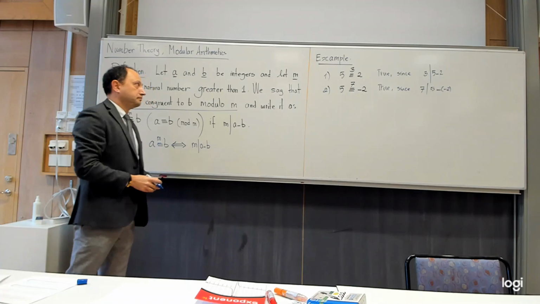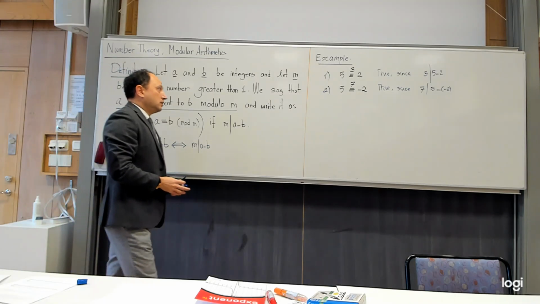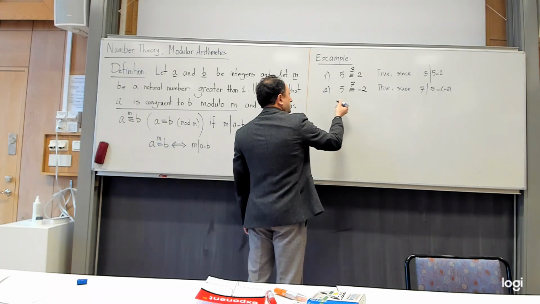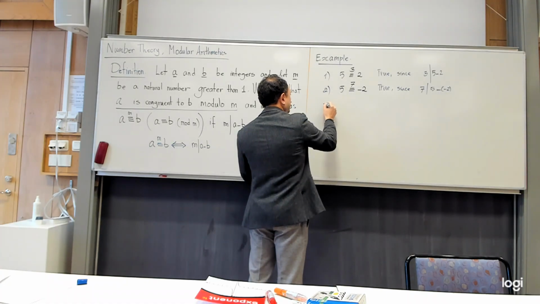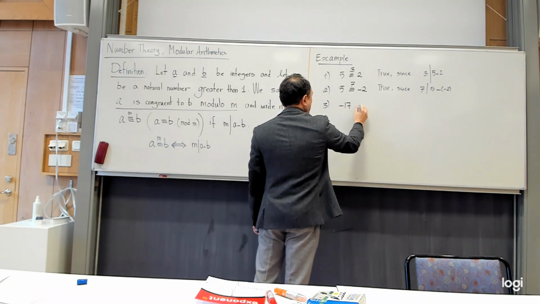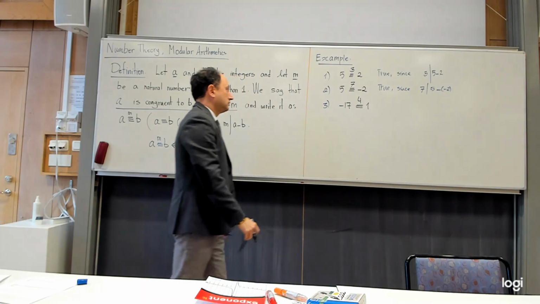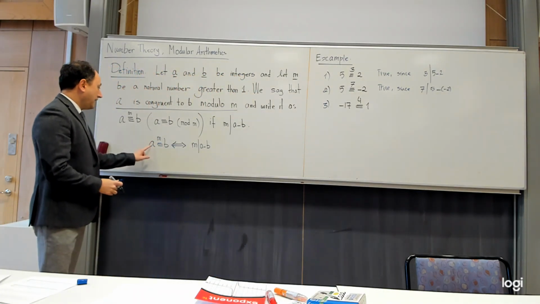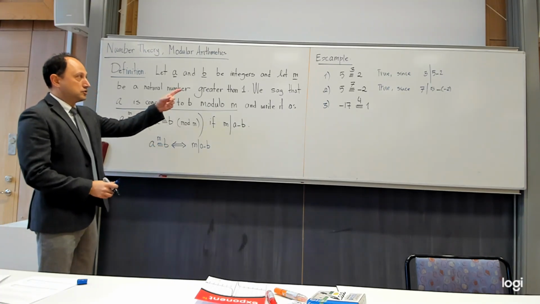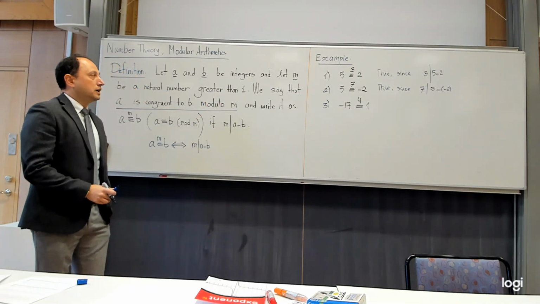So this is also a true statement. Yes? Okay. So for example, minus 17 is congruent to 1 modulo 4. Is it true or false? So you see, I can have negative numbers for A or B, but I cannot have negative numbers for the module. The module, by definition, is a natural number greater than 1. Yes? Okay, is that true or false?